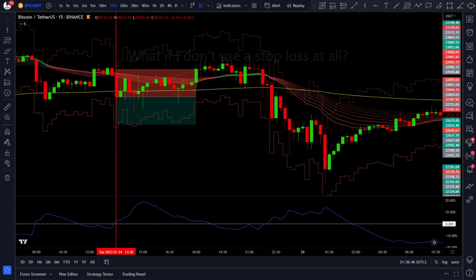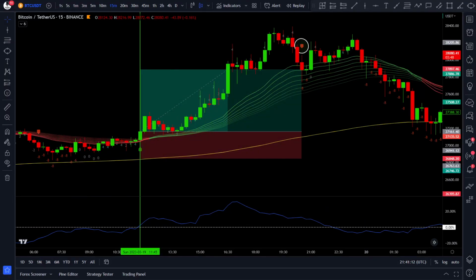Then I thought, what if I don't even use a stop loss? I know, it might sound absurd, but hear me out. We already have an entry signal indicator that signals when to go short or long, so we can simply use it to exit each trade. I backtested this method by using 100% of the capital on each trade, and the results were the best so far.